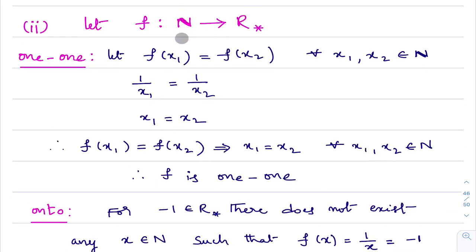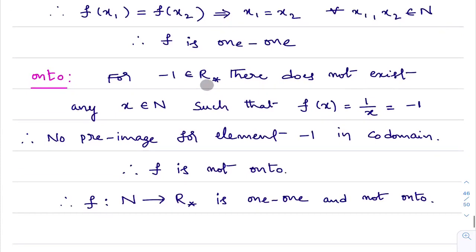This is natural numbers. See here, when I take -1 in the codomain, 1 divided by what natural number is -1? The function is defined as 1 by x. Here x belongs to this set N. Natural numbers are all positive. 1 divided by positive is positive only. It can never be -1. Are you understanding what I am saying? If I take -1 in the codomain set, there does not exist any natural number such that f of x is -1. It tells you that there is no preimage for the element -1 in the codomain. Therefore, f is not onto. Therefore, this is one-one but not onto.